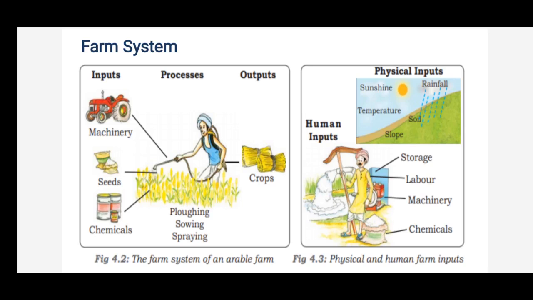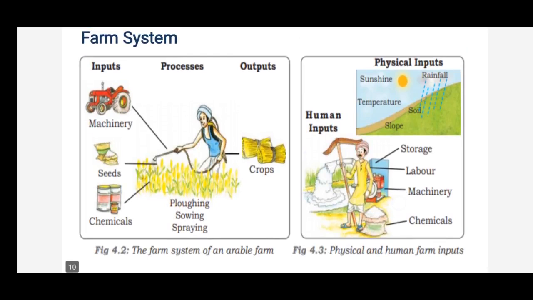So what is the output, children, here? The crops which he is getting are called output. So inputs undergo some process and they produce the crops. Ultimately you get an output. That output is only called what, children? Crops. So in this picture we can understand clearly what a farm system is.